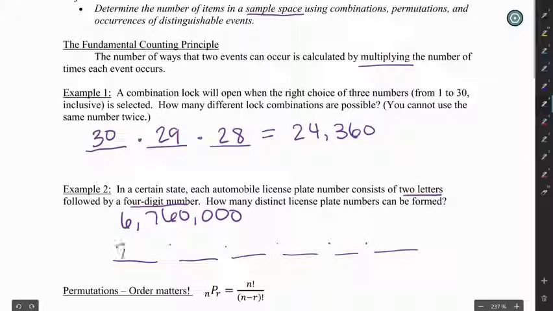There are 26 letters in the alphabet. If it doesn't say that we can't repeat, so I'll use 26 again. And then the last 4 are digits. There are 10 digits because we can go from 0 to 9. So we'll multiply 10, 10, 10, 10. And that's how we get the 6,760,000.